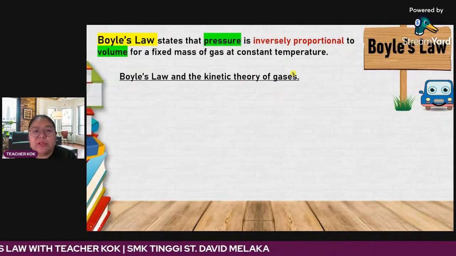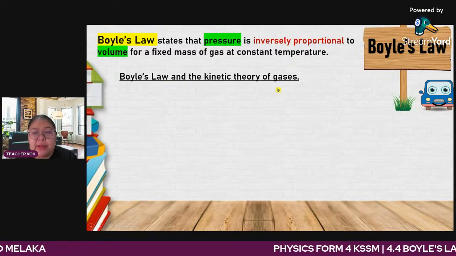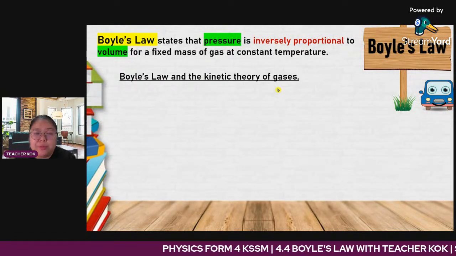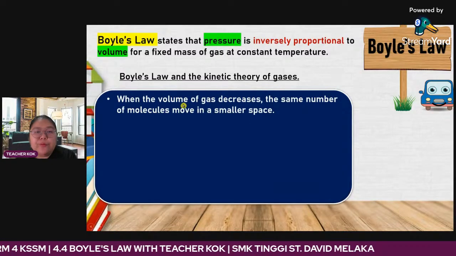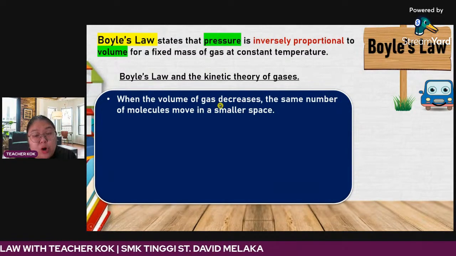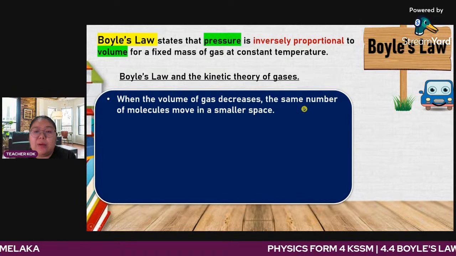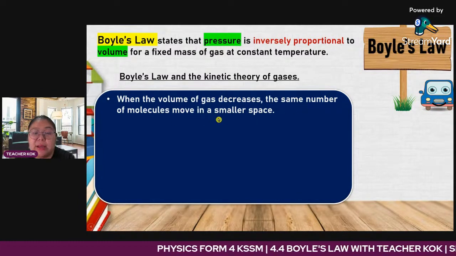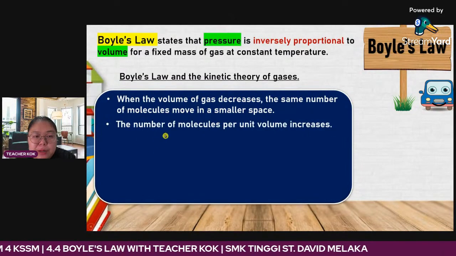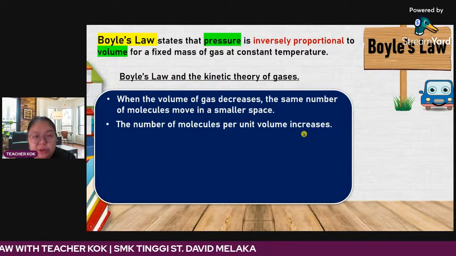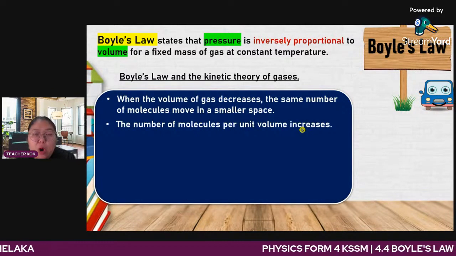So for Boyle's law, we still need to explain by the kinetic theory of gases. So how to explain? We explain about the volume because we control the volume. So from here, you can see in the first part, when the volume of the gas decreases, you compress it, the volume decreases. You must mention that your mass is the same. So now the same number of molecules move in a smaller space. Then what happened? The number of molecules per unit volume increases.